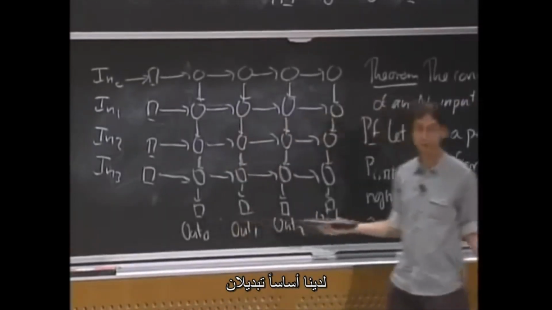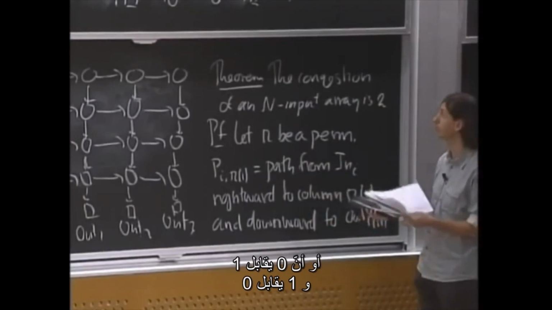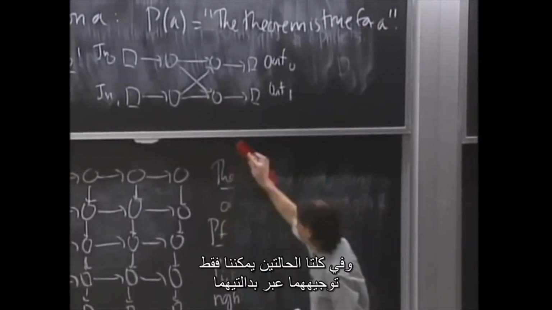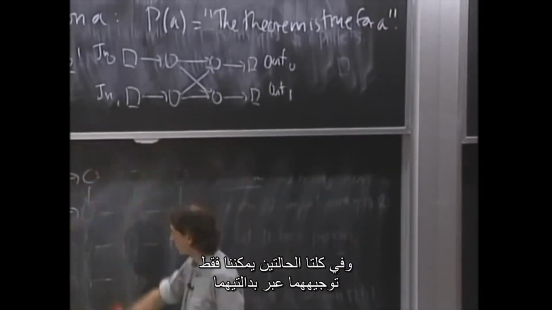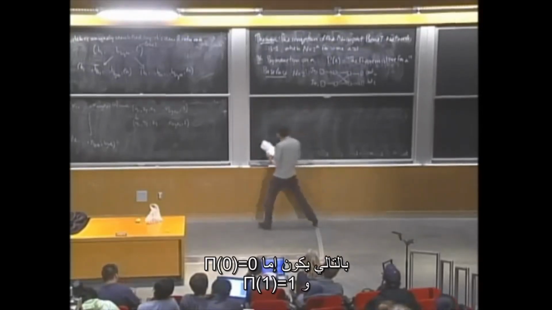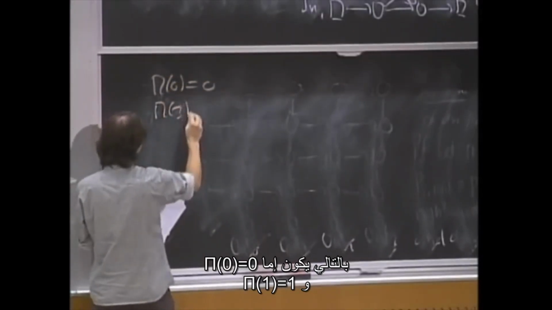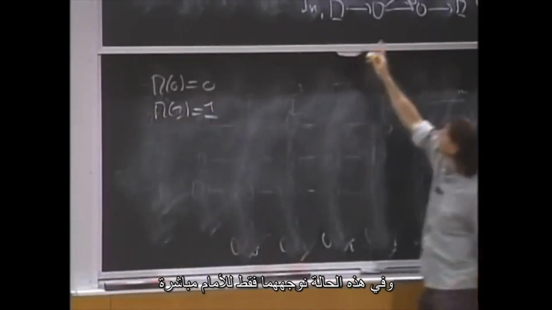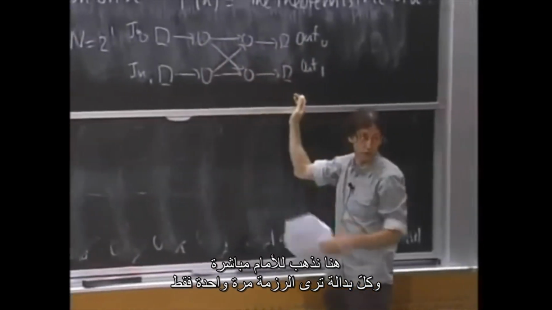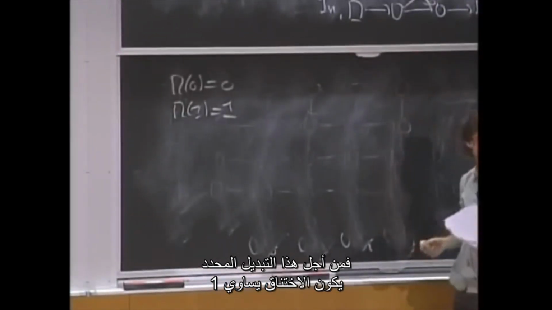There are essentially only two permutations. Either 0 is mapped to 0 and 1 is mapped to 1, or 0 is mapped to 1 and 1 is mapped to 0. In both cases, we can just route them through their own switches. So we have that either pi of 0 equals 0 and pi of 1 equals 1, in which case we just direct them straight through. There we go, straight through, and every switch only sees a packet once. So for this particular permutation, we have a congestion of 1.